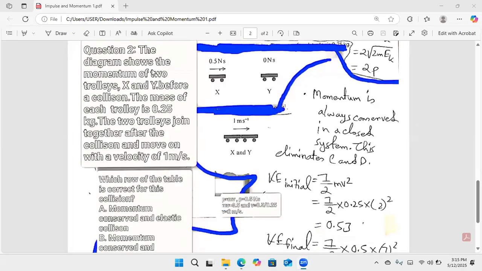In question 2, the diagram shows the momentum of two trolleys X and Y before a collision. The mass of each trolley is 0.25 kg. The two trolleys join together after the collision and move on with a velocity of 1 meter per second. Which row of the table is correct for this collision?